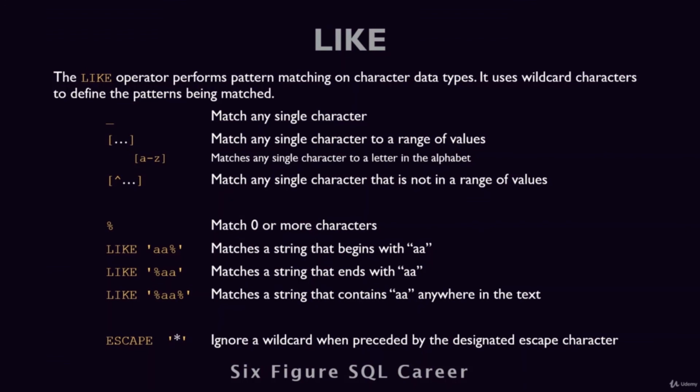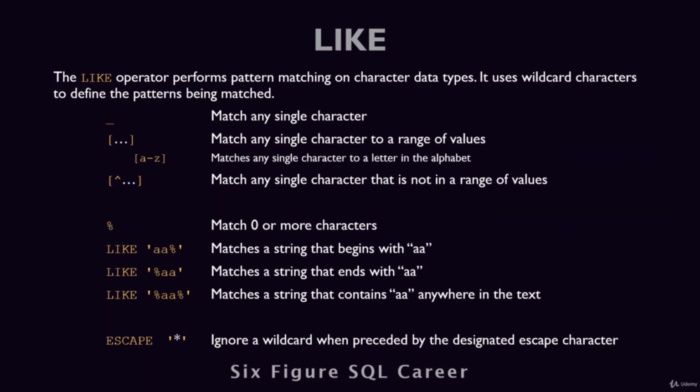If I use the caret or hat character immediately after the opening square bracket, I tell my like operator to match any single character that is not in that range of values. So to go back to my previous example, if I was to have square bracket hat A to Z, then I would match in that position any character that is not an alphabetical character.